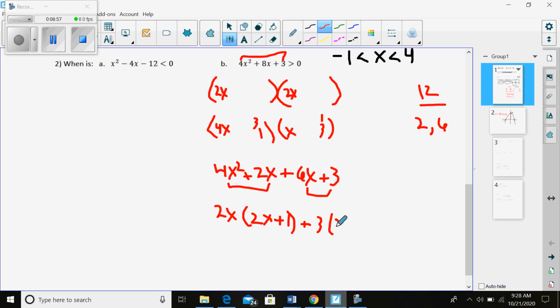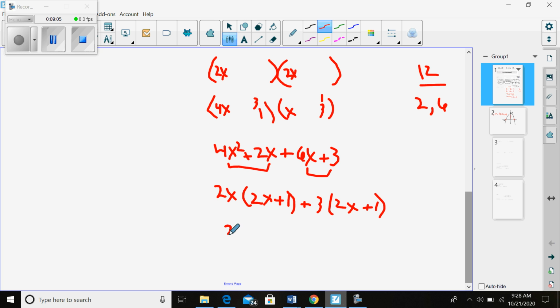Okay, so by the AC method, I am getting the factors 2x plus 3 and 2x plus 1. And first I want to find where this function equals 0. Then I'm going to worry about what the problem actually says, which is where is this greater than 0? Where is this function positive?